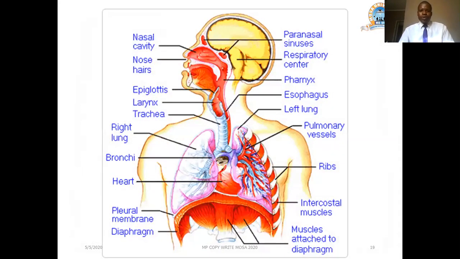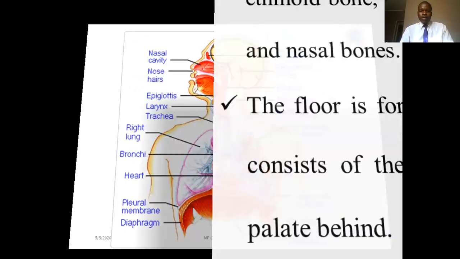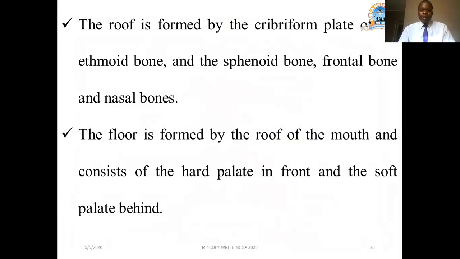Even this is also showing some of the things that we've already discussed. So you can take time and have a look at them so that you are able to know these structures in relation to the respiratory system.